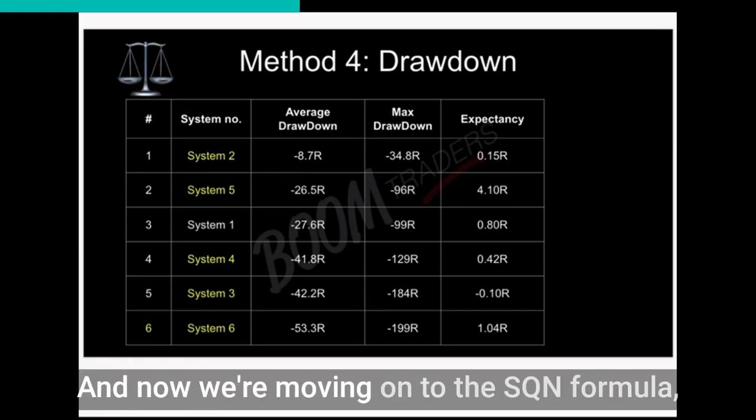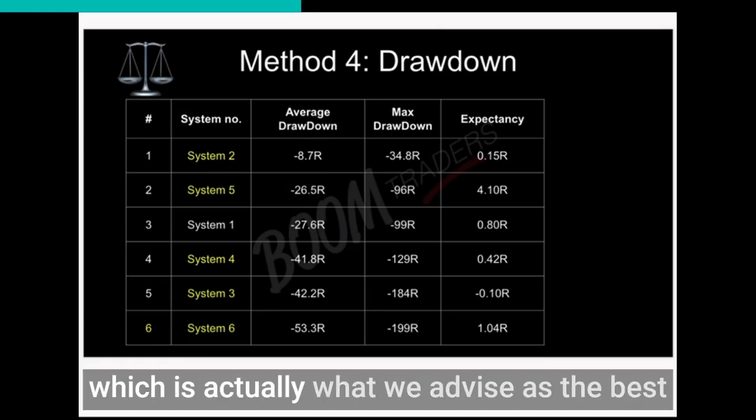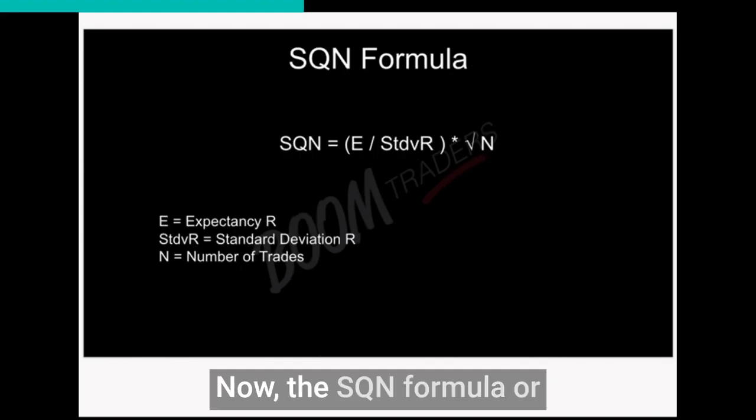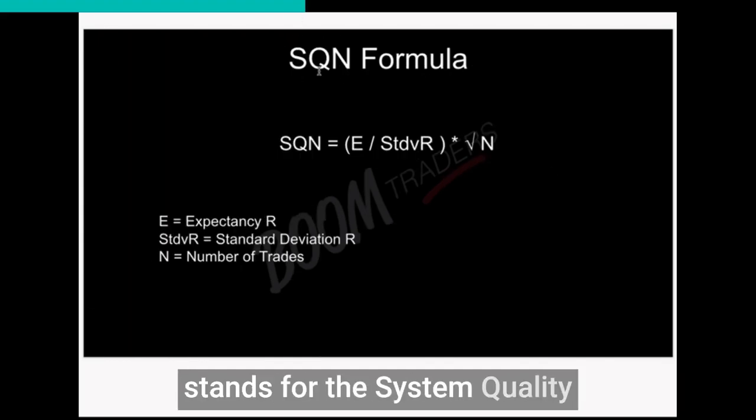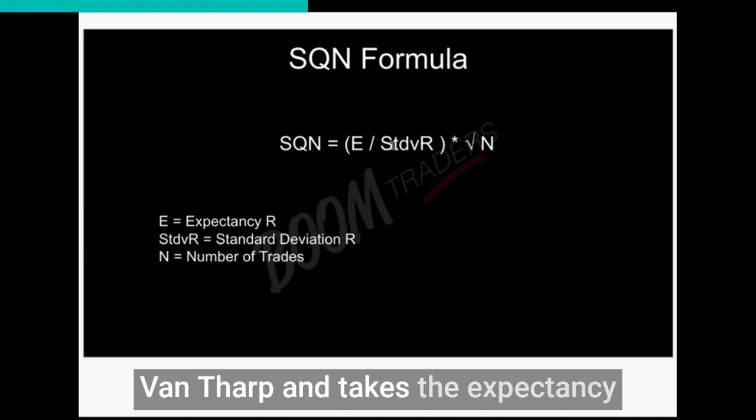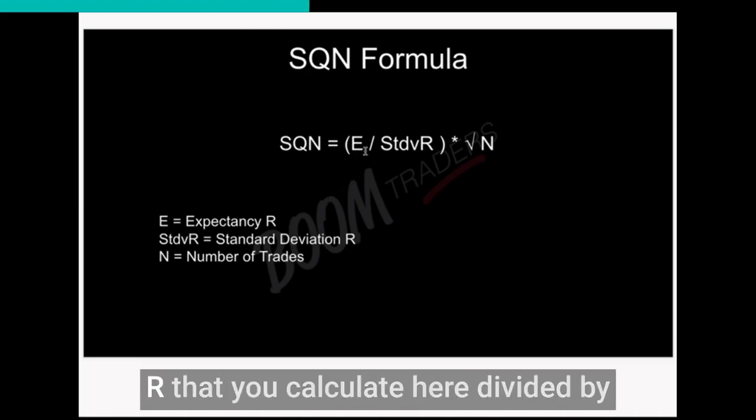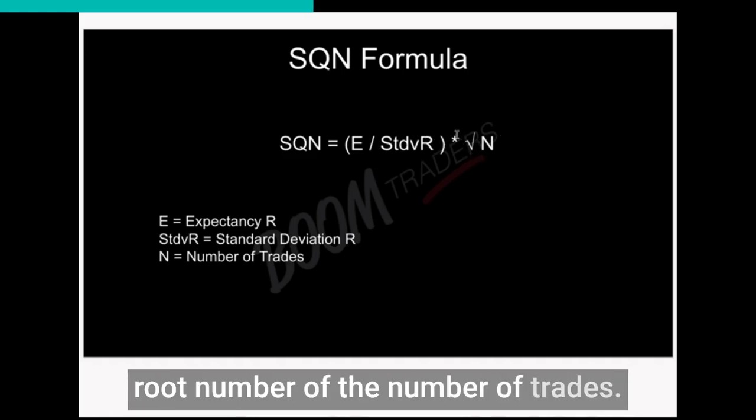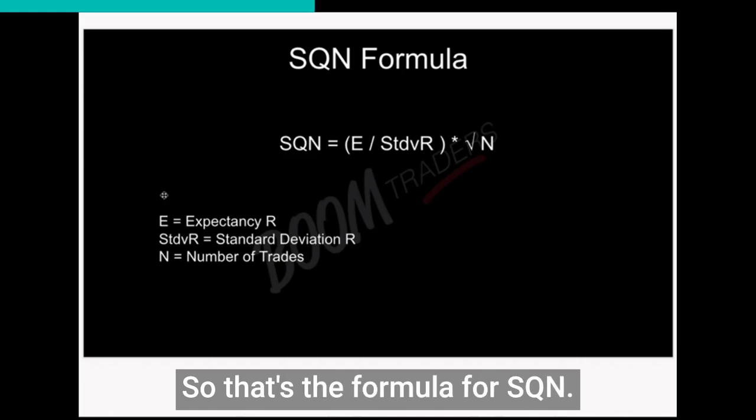And now we're moving on to the SQN formula, which is actually what we advise as the best method to evaluate your trading system. Now, the SQN formula stands for the system quality number. Again, it's created by Dr. Van Tharp and takes the expectancy R that you calculate here, divided by the standard deviation, times the square root of the number of trades. So that's the formula for SQN.